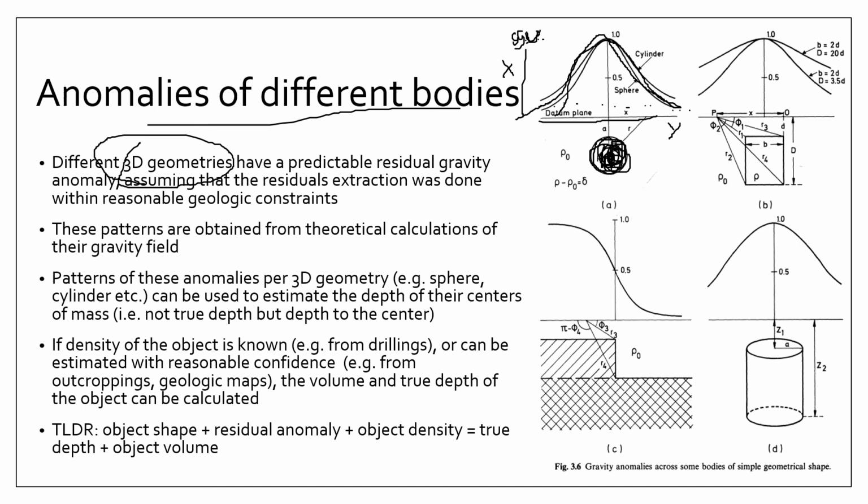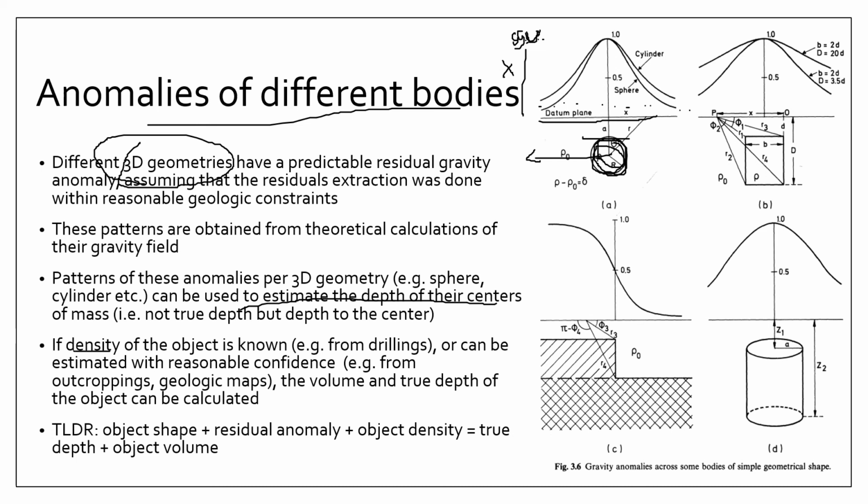From there you can basically do a lot of stuff. For example, you can start with the depth to the center of mass of this object. At the start, it's difficult. If you don't have much idea about the object, you can start with the depth to the center of mass, which is not the true depth of the material, but it's a good approximation and a good starting point.